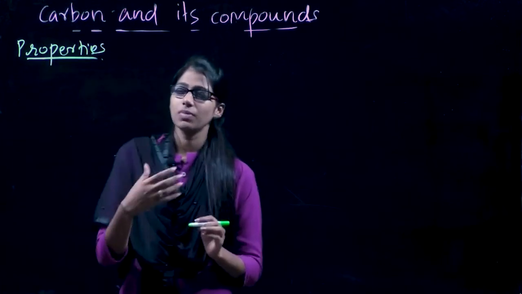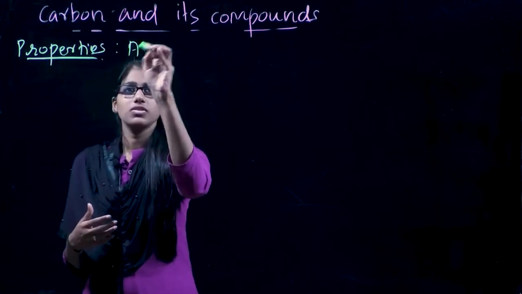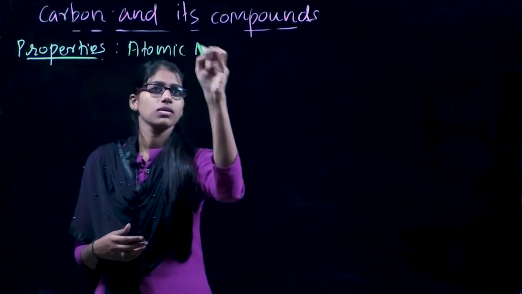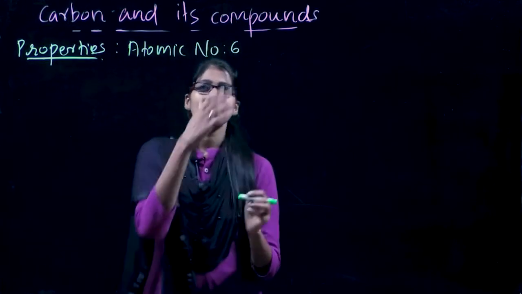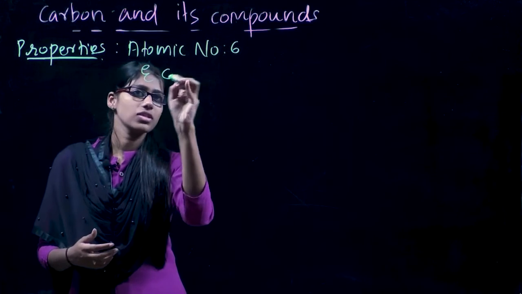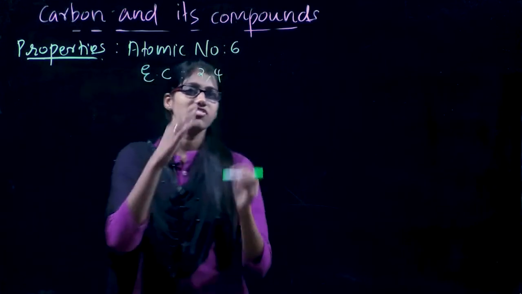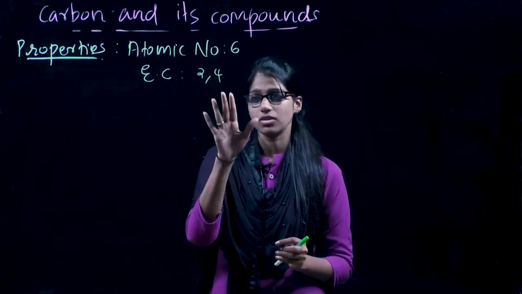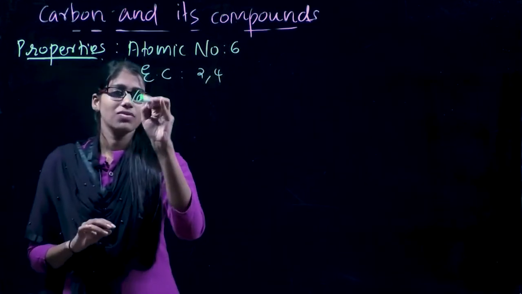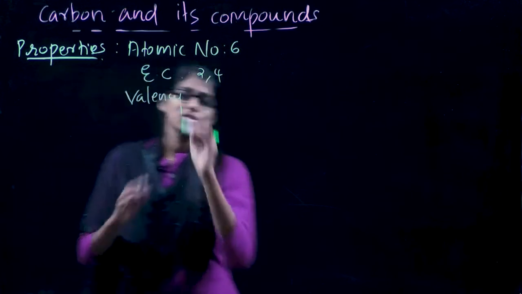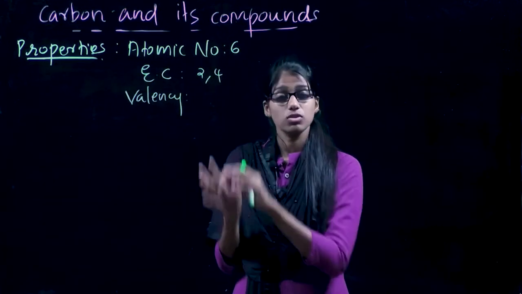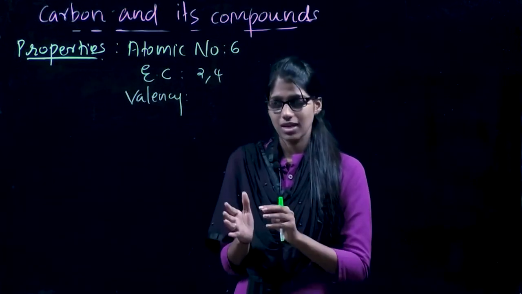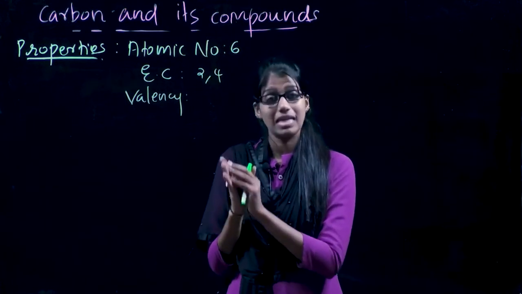Carbon is a group 14 element with atomic number 6. So when you write the electronic configuration, it is 2, 4. The first shell has 2 electrons, whereas the valence shell has 4 electrons. What about their valency? Valency is the number of electrons lost or gained during a chemical reaction, or when they are combining with some other elements.